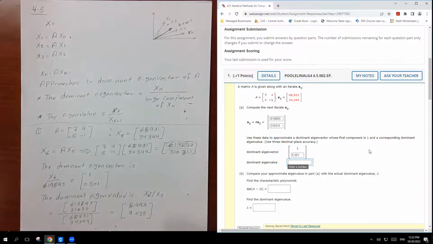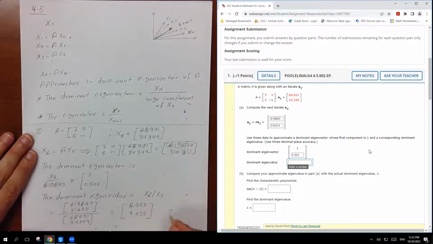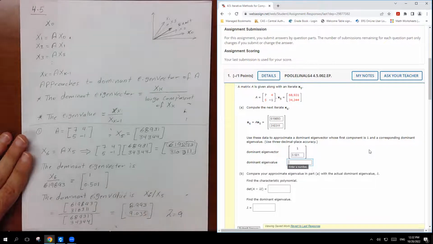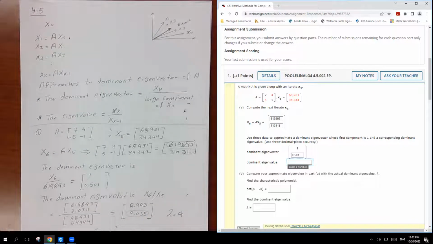For the dominant eigenvalue now, you see the difference between this one and this one is super small. So you can tell your lambda is going to be 9. I'm going to plug in 9.035 as the dominant eigenvalue, because we need to write down the approximation, but we can tell the exact eigenvalue is going to be 9. Let's check this.